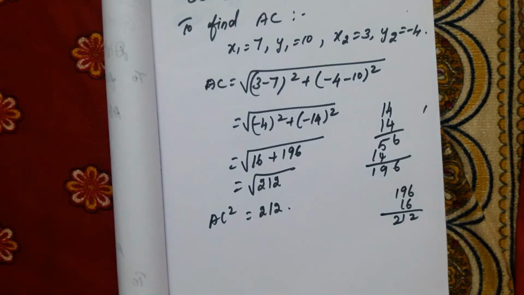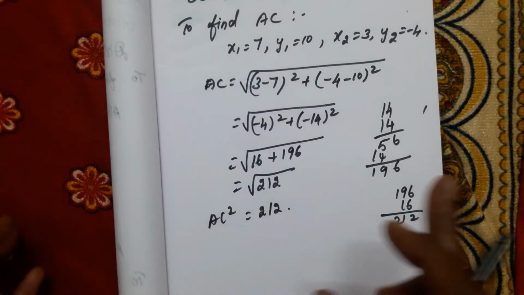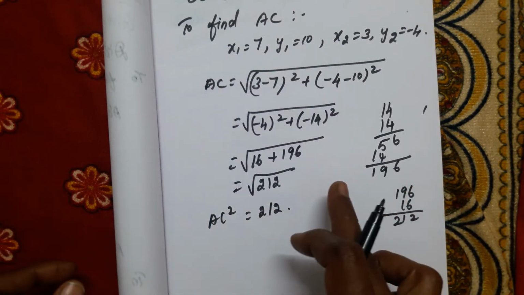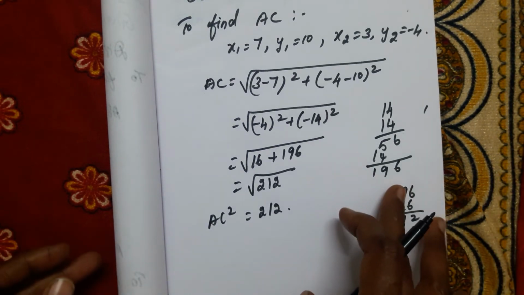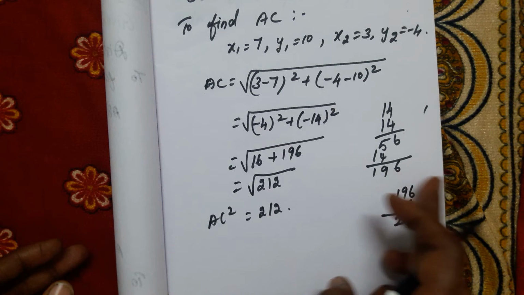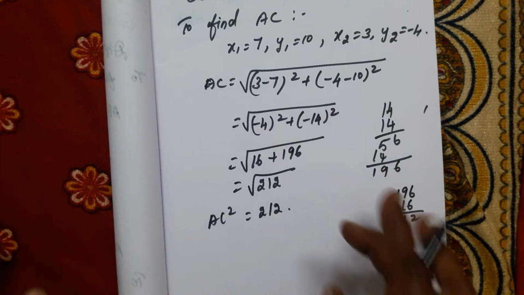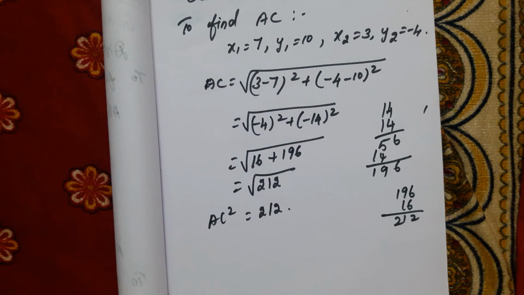Okay. To prove that it is collinear, we want to find out AB plus BC is equal to AC, like that we have to prove. Right angle triangle means what we have to prove? AB square plus BC square is equal to AC square. The sum of the squares of any two sides is equal to the square of the third side, means that it is a right angle triangle.